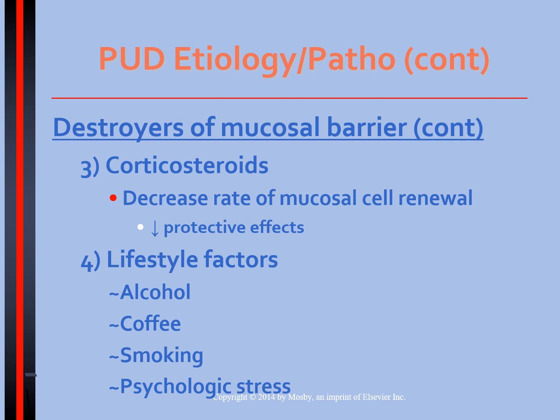Other destroyers of the mucosal barrier are corticosteroids, which decrease the rate of mucosal cell renewal. So it actually slows the healing of that mucosal barrier and decreases the protective effectiveness. And lifestyle factors, a big one, alcohol. Other ones, coffee. Sorry, as most nursing students, we drink a lot of coffee, and a lot of nurses drink a lot of coffee. So that actually puts them at higher risk for PUD. And then smoking and physiological stress.